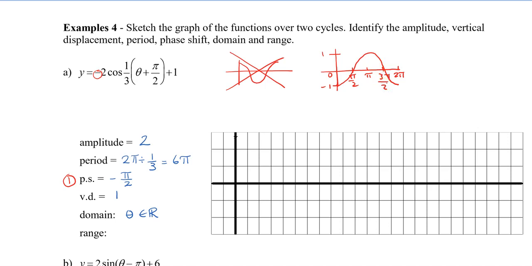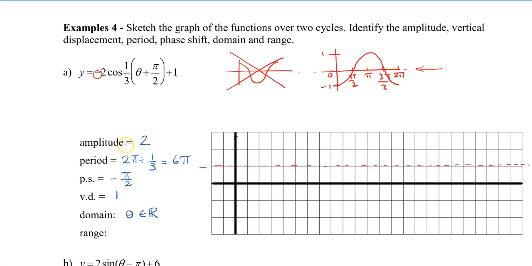All right. So the first thing we're going to do is start with our phase shift, and we're going to move this backwards by negative pi over 2. Actually, you know what? Sorry. We're not going to start with our phase shift. We're actually going to start with our amplitude and our vertical displacement. So we know that the whole graph has moved up by 1. So I'm now going to draw a central line here to show me that that's my central axis, or sometimes we call it a midline. Okay, and this is just a guide, so that this represents this theta axis here.